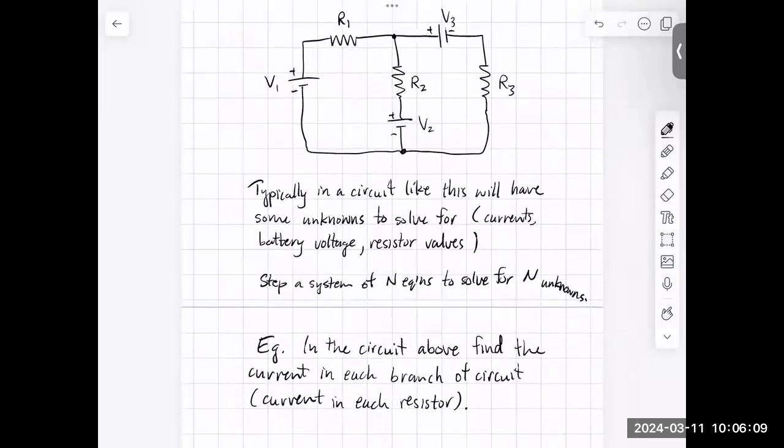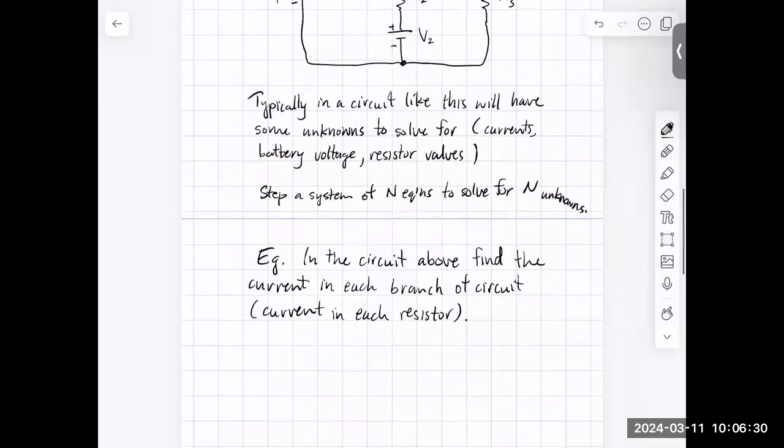Okay, so we're going to break this down into a series of steps that, if we follow them, we can apply to every type of circuit like this, any kind of circuit that involves some combination of resistors and batteries. And this strategy will always work if we follow it correctly. So, step one: we're going to assign a current to each branch of the circuit.